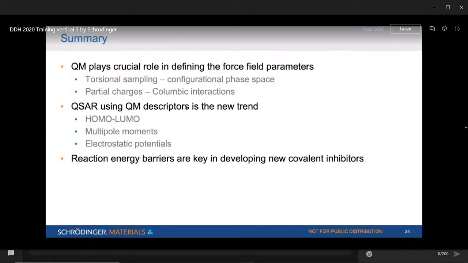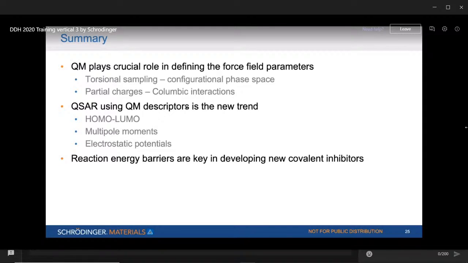level. Okay, so to put in a summary, QM plays a crucial role in defining force field parameters, which eventually plays a crucial role in finding the binding energies. And again, the two different ways, torsional sampling as well as the partial charges, play a huge role in finding the right kind of binding poses as well as the binding energies. And when it comes to ligand-based drug discovery, people use this kind of QM-based descriptors to fit the model, which tend to produce much more effective models compared to traditional models.